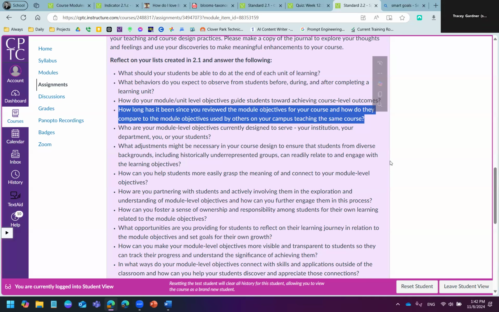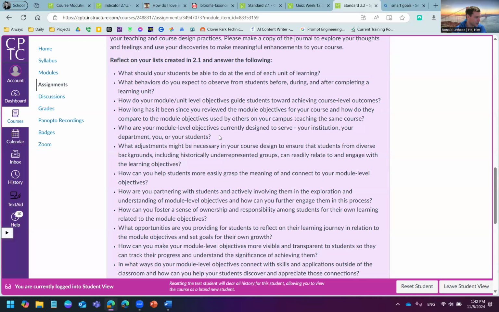But yeah, I actually really like the next question. Let's look at it. Who are your module level objectives currently designed to serve? The institution, the department, or the students? Well, I would also argue that for a lot of the programs at Clover Park, it's also designed to serve industry, which is not necessarily a bad thing, but even going a level further. And I think it should be the students.